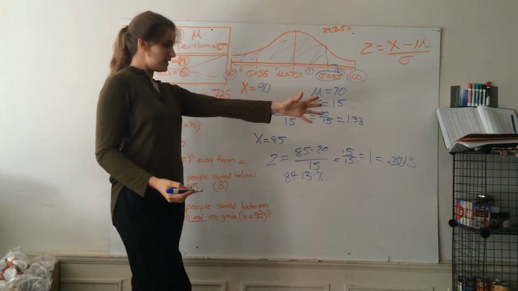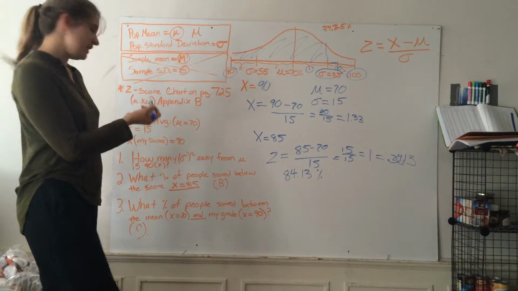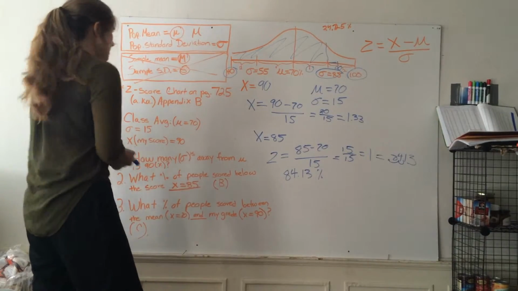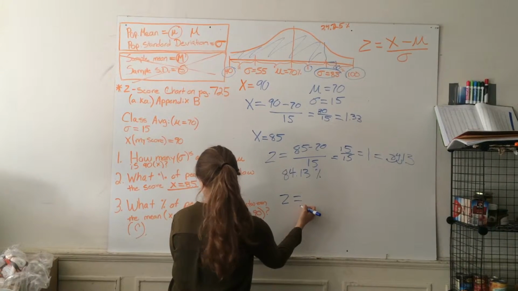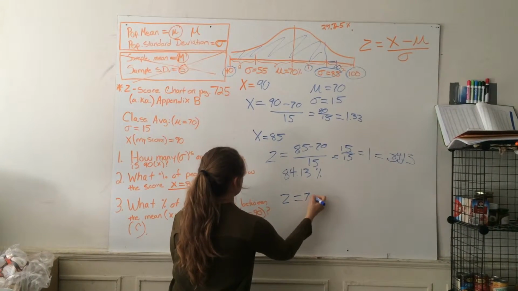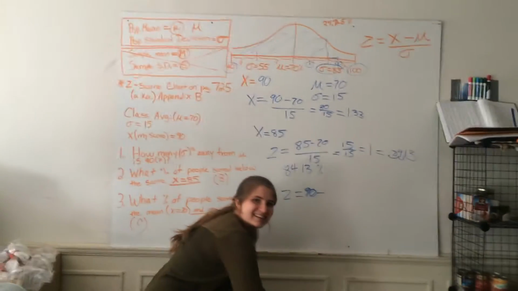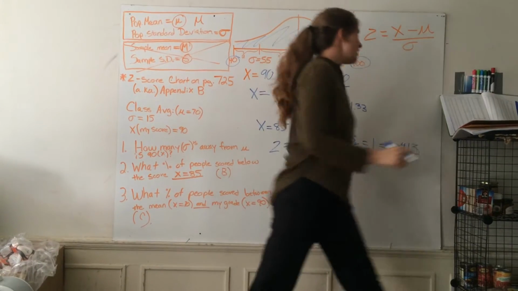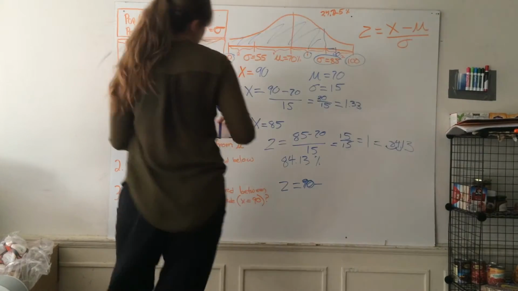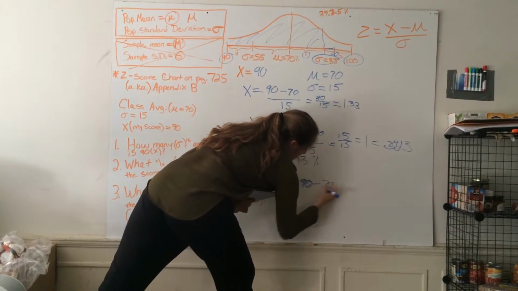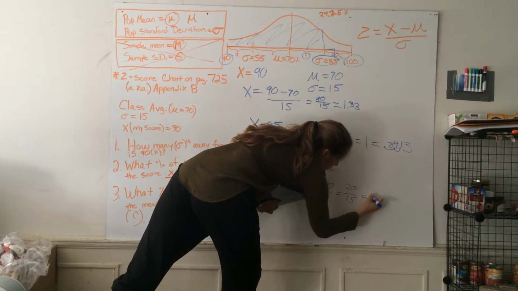of the distribution. The third question is what percentage of the people scored between the mean, which was 70, and my grade, which is 90. So that's the same thing. You use the z-score of 70, 90. Damn it, can we cut that? No? All right, so we use the score of 90, and we have to subtract 70 from it over 15, and we end up getting 20 over 15, which is equal to 1.33.